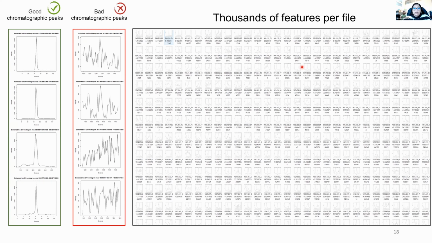Yeah, people don't really publish or talk about noise so much, but it is an important factor when you're thinking about data, and in metabolomics data in general.